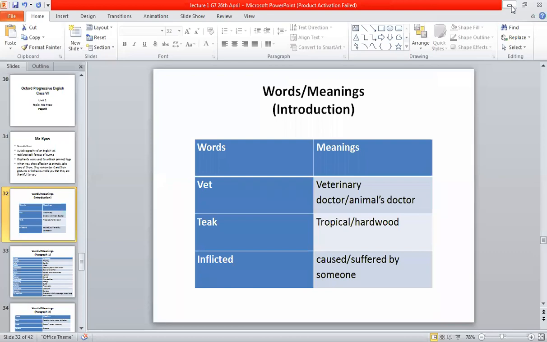Word meanings of Reading Emails and Summers in Murray, word meanings and question answers you have to do in the English A notebook, and this English B work, email writing and letter writing, will be done in the English B notebook. Okay.